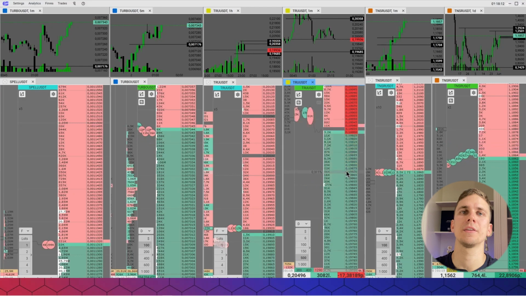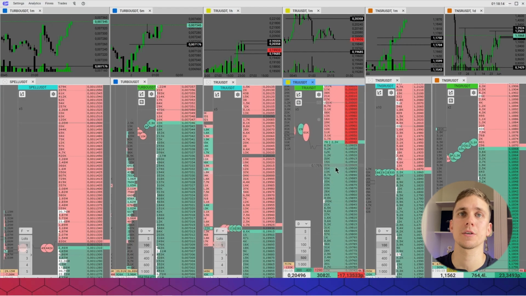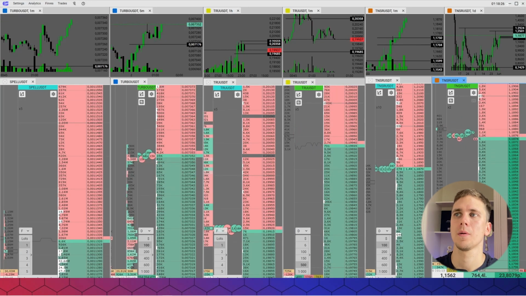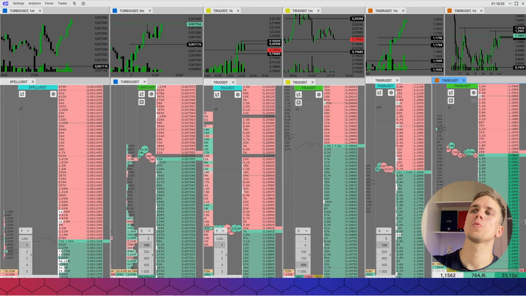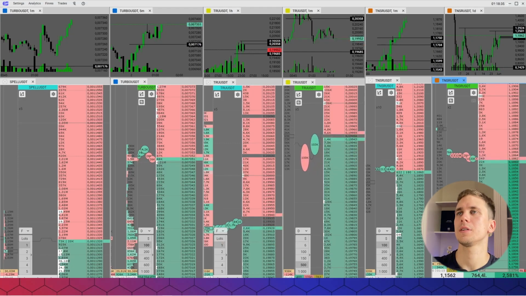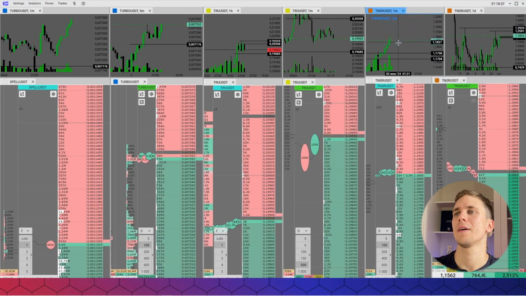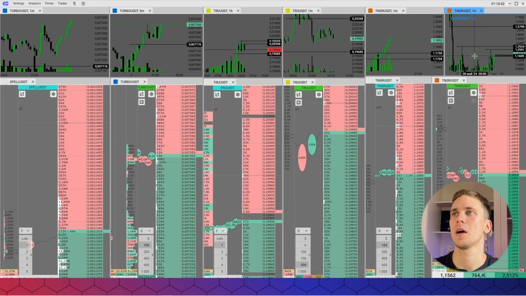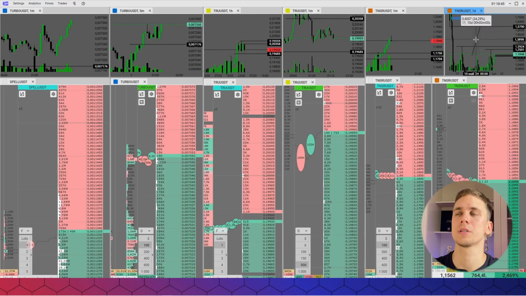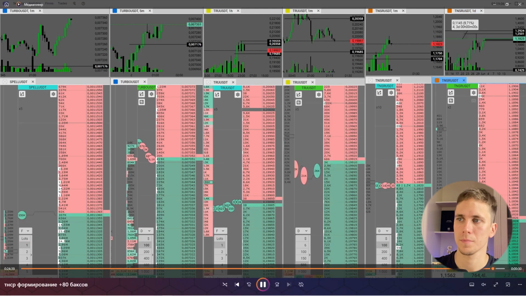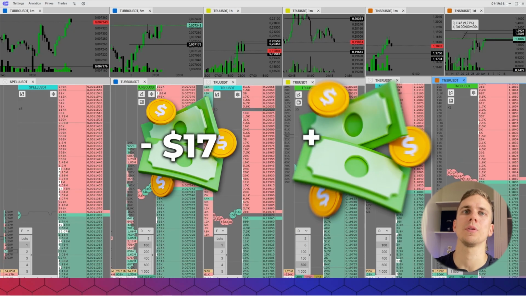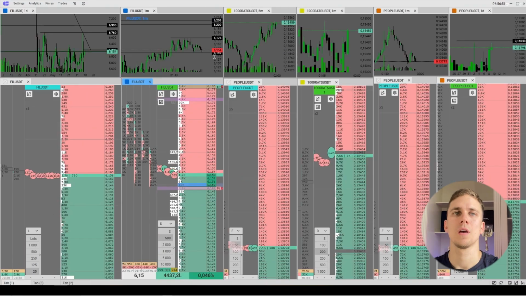On TRUUSDT, I noticed the pressure of sellers on the tape and I decided to fix a little loss of $17. Then I decided to fix TNSRUSDT totally because the instrument lost its activity. As you see, the tape is getting slower and slower, losing its potential. Minus $17 on TRUUSDT and plus $80 on TNSR.